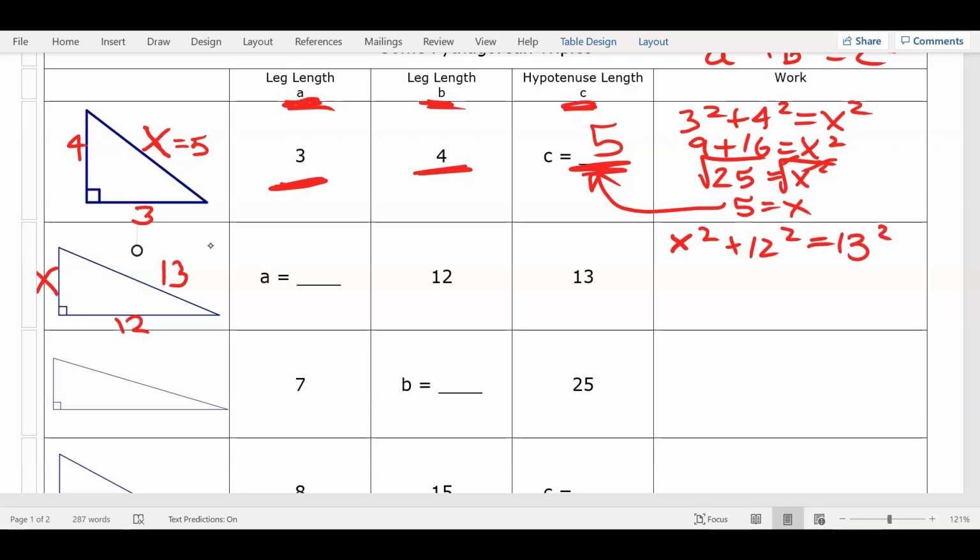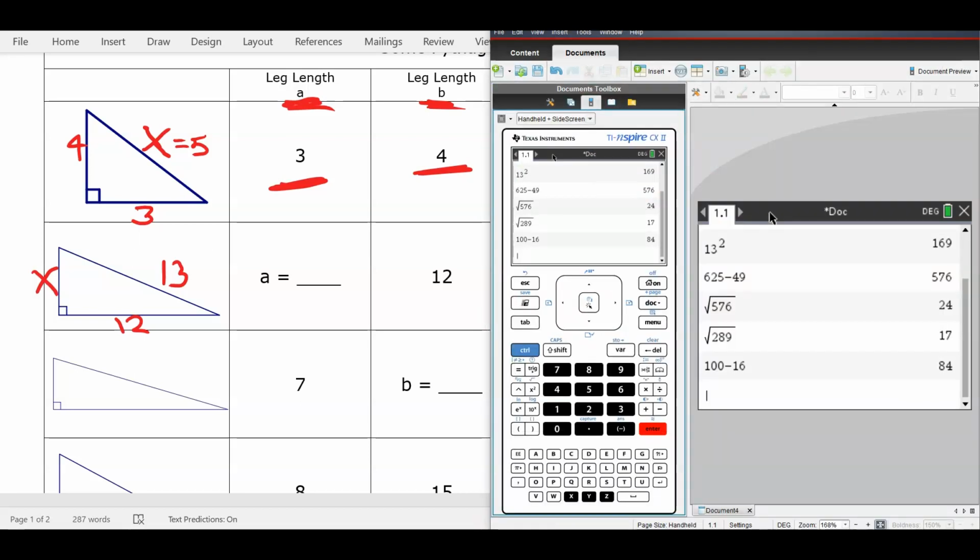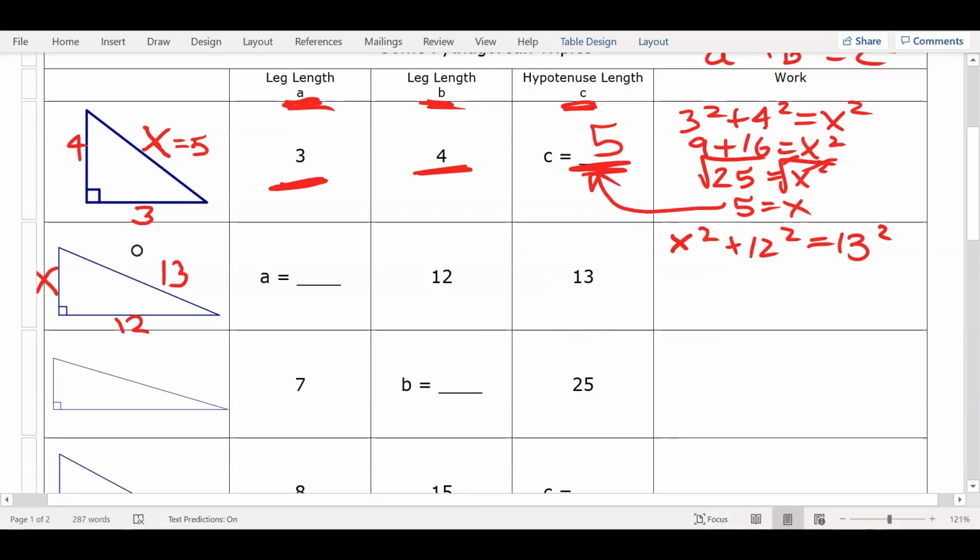If you put equals x squared, that's exactly what I'm trying to get at, okay? Missing legs, A or B, are not C, okay? They're not by themselves on the right side of the equation. At this point, once you set it up, you need to square these numbers. What is 12 squared? What is 13 squared? If you're not sure, calculator will do it for you, okay? Just type it in. 144 and 169. So x squared plus 144 equals 169.